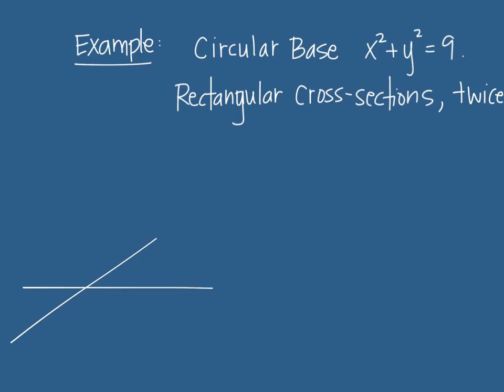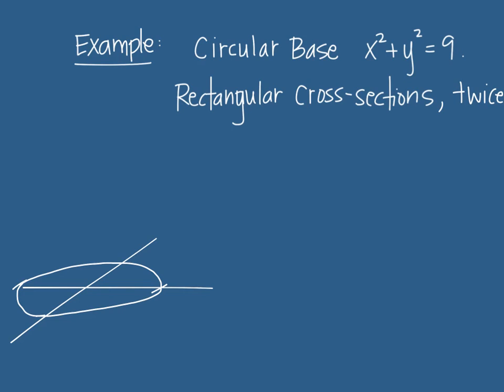Okay, circular base. How big is my circle all the way around? What's the radius? 3. Okay, if it's x squared plus y squared equals 9, so I've got a radius of 3. So my circular base looks like this.